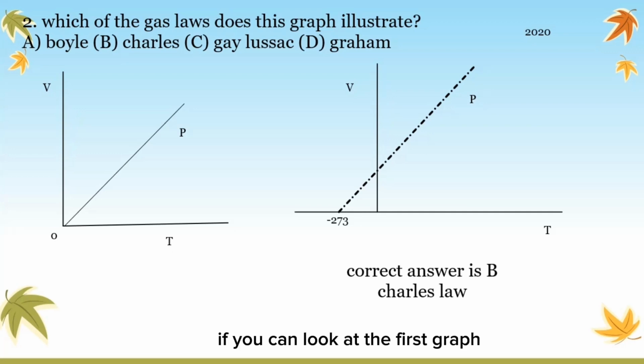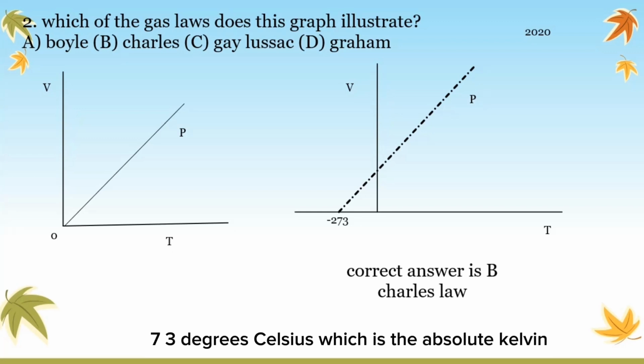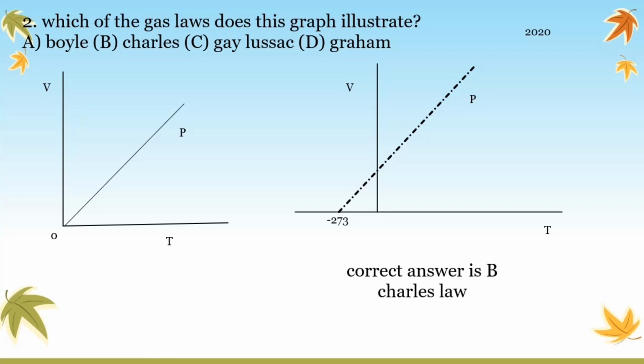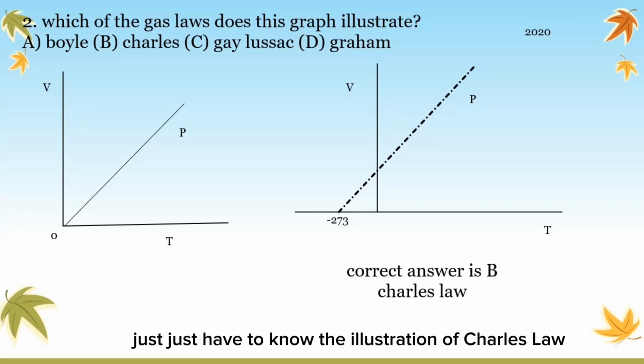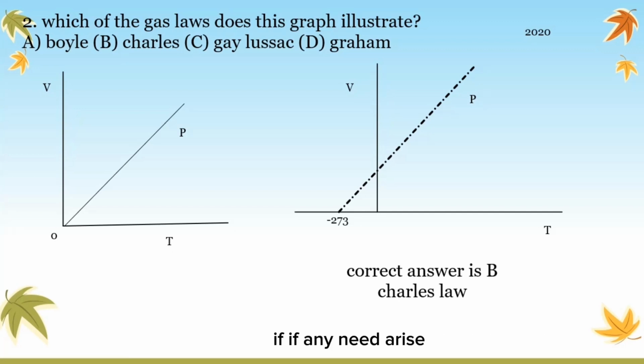If you look at the first graph, when V is equal to 0, that means the temperature is at minus 273 degrees Celsius, which is the absolute Kelvin. So we don't need to calculate this, just have to know the illustration of Charles' law, so you can be able to answer the question if any need arises.